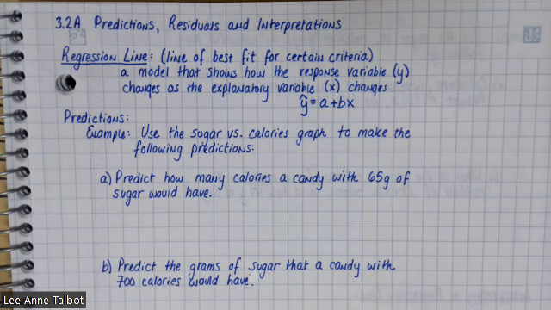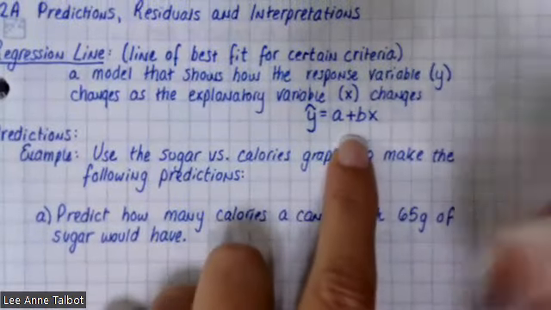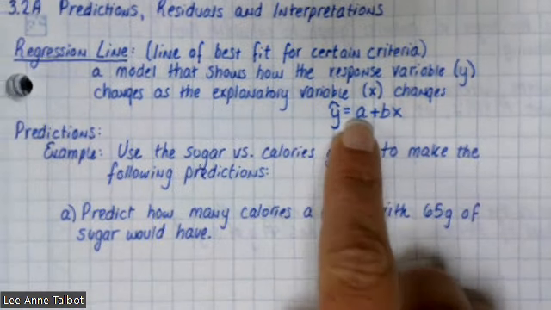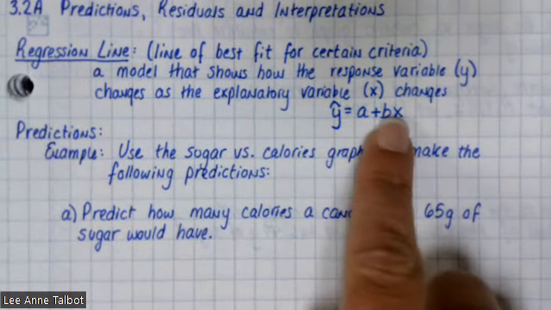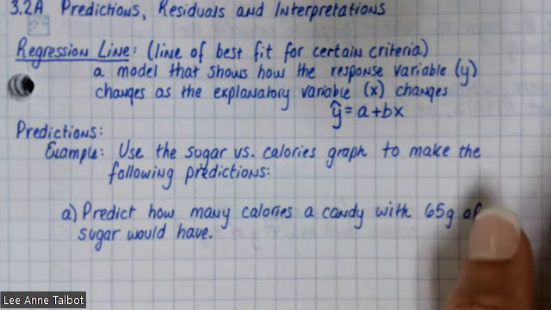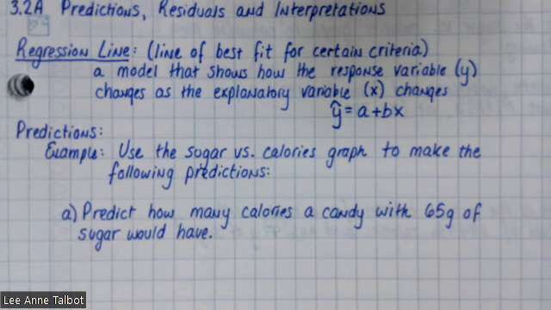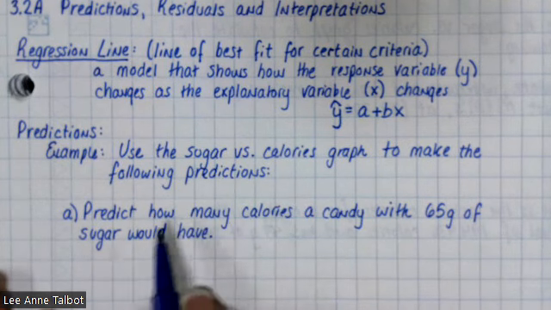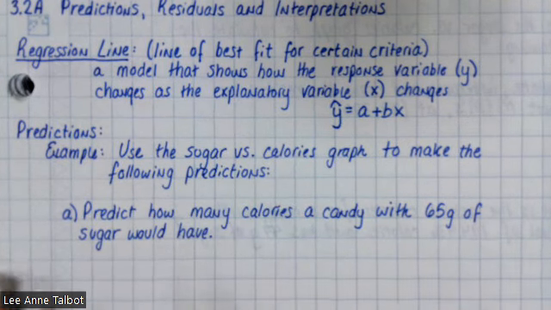Doesn't it make more sense, in your honest opinion, that you graph the y-intercept first and then graph the slope? I don't know why in math class we put mx plus b and then we graph the second thing first and then graph the slope off of it. Doesn't this make more sense? Graph the y-intercept and then the slope off of that. Anyway, this is what we use. Okay, so use the sugar versus calories graph to make the following predictions. Predict how many calories a candy with 65 grams of sugar would have.